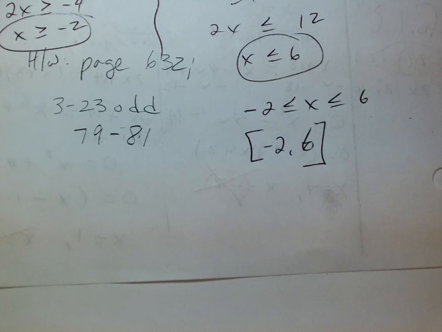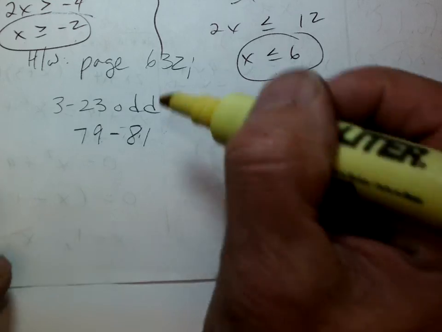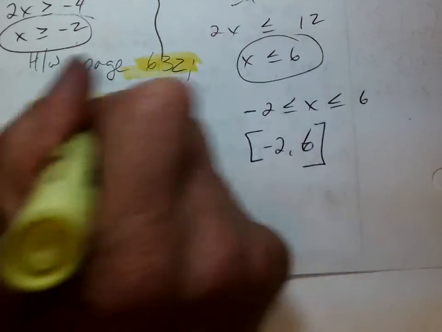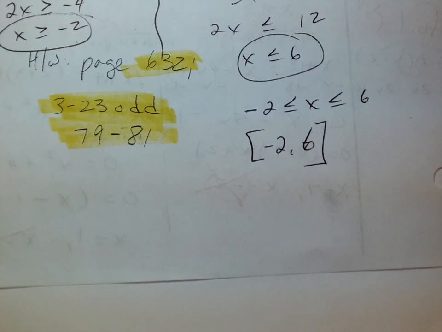All right, here we go. We've got oodles of time to get this done. Page 632, 3 to 23, odd, and 79 to 81, okay?